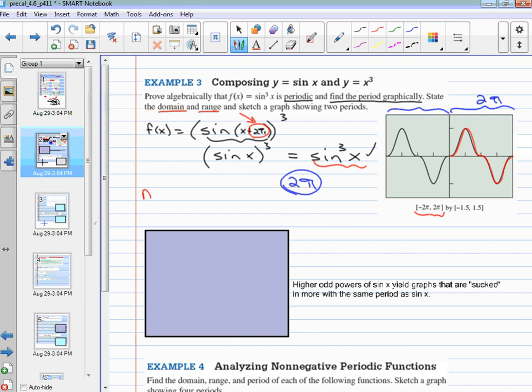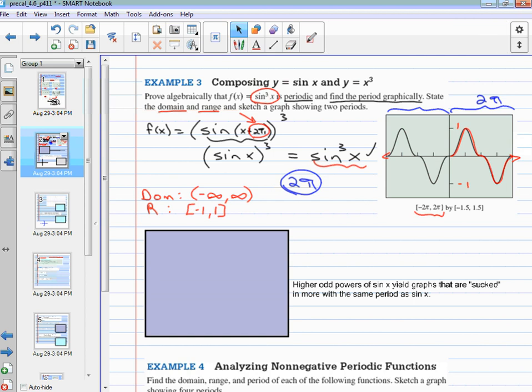But what is the domain of this sine cubed of x function? Anything, all real numbers. It's heading forever to the right, forever to the left. I can put any values in it. So my domain, and I'm going to write it as an interval because it's the easiest way to write these things, is negative infinity to positive infinity. What is the range of this one? Negative 1 is as low as we go, positive 1 is as high as we go, including those values. So our range is from negative 1 to positive 1.